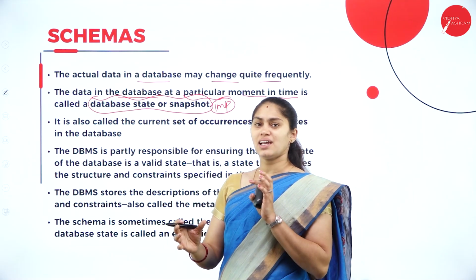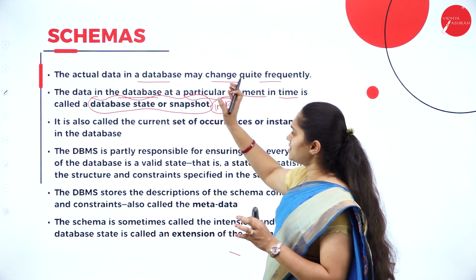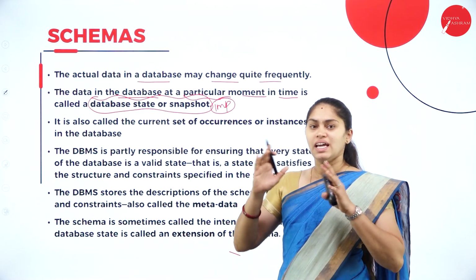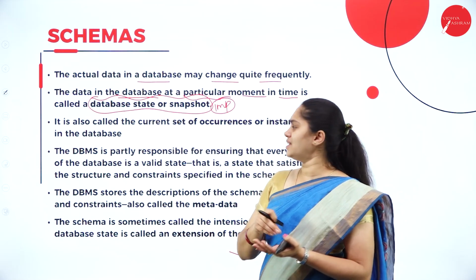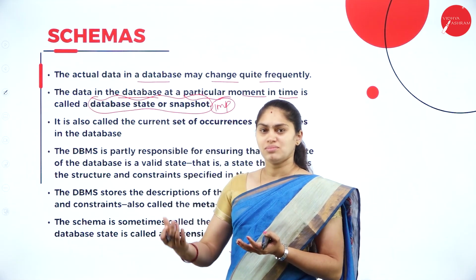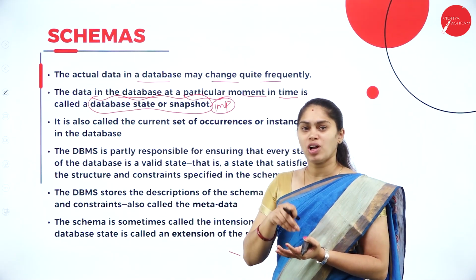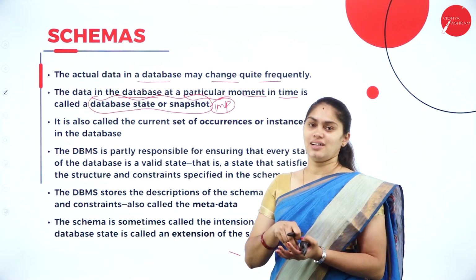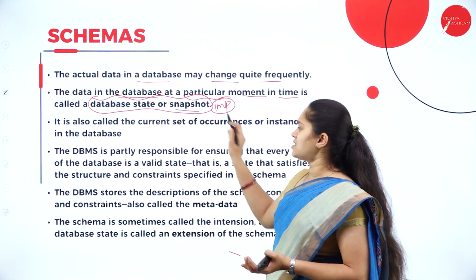The database schema represents the description of a database, and the database state represents the data in a database at a particular moment. If I have 200 students in a college at this moment, then I can call this a database state. After 5 or 10 minutes, some students may be added or some may leave the college. If I count the number of students present at that particular time, then we call that another database state or snapshot.